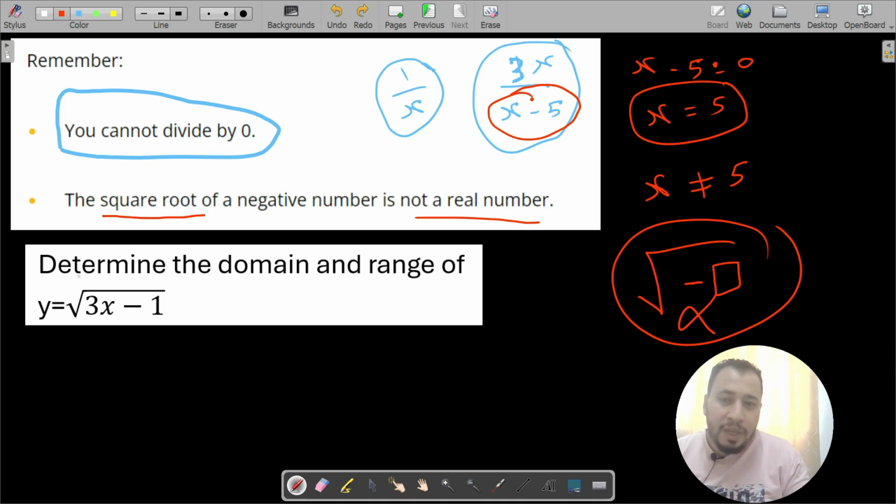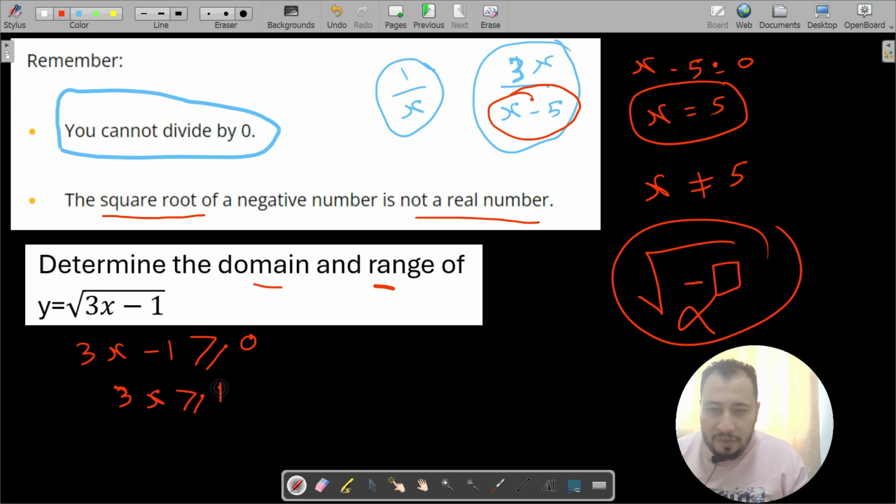Let's do that together here. Determine the domain and the range of this function. This function here is a root function, okay, square root. So 3x minus 1, this is whatever is below the root, must be greater than or equal to 0. Now we are going to solve this inequality to get the domain. To get what again? To get the domain. Let's solve it together. So 3x here is greater than or equal to positive 1. Divide by 3, divide by 3. So x is greater than or equal to 1 over 3.